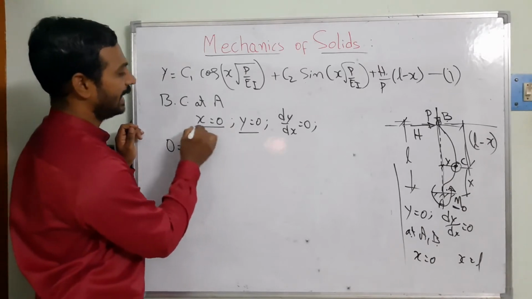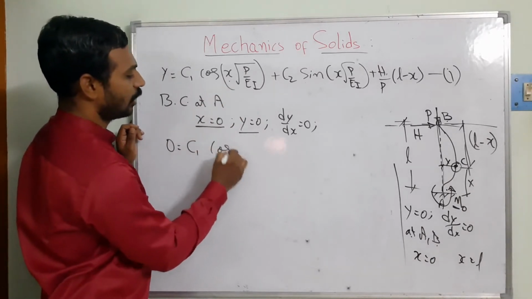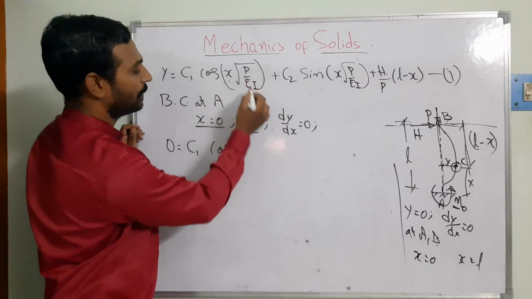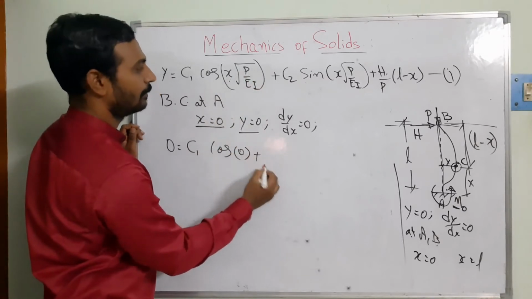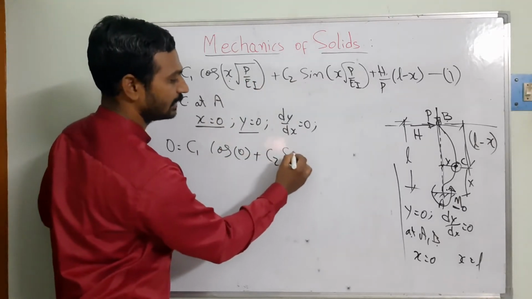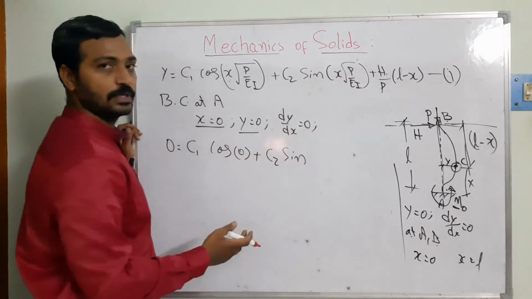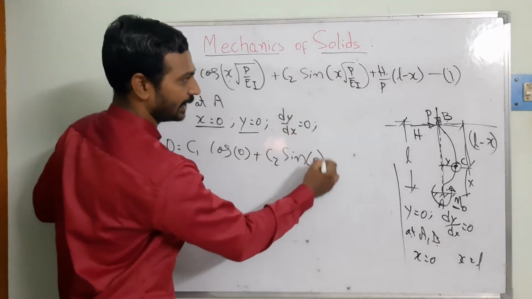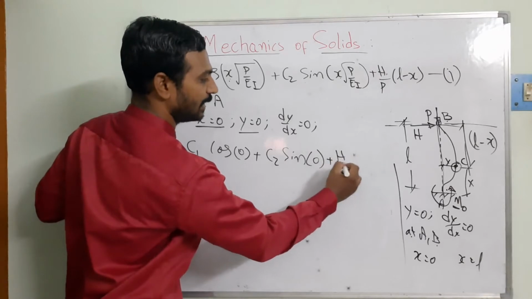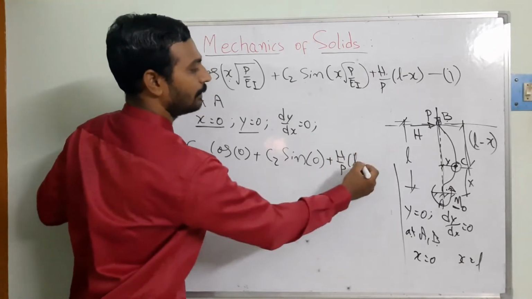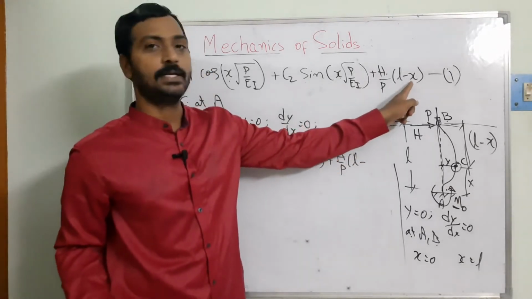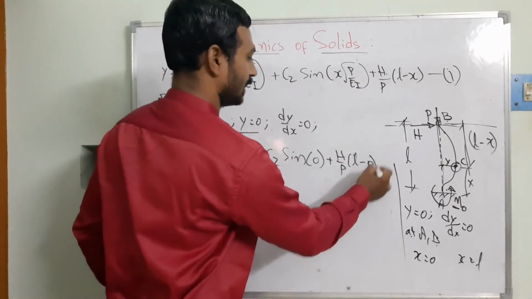C1 into cos of x equal to 0, that means cos 0 into square root of P by EI, we also get 0, plus C2 into sine of x equal to 0, that means we get sin 0, plus h by P into L minus, what is the x value here? That's going to be 0. So we got 0.